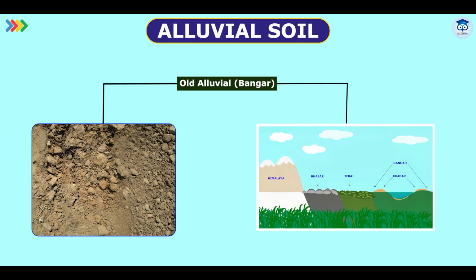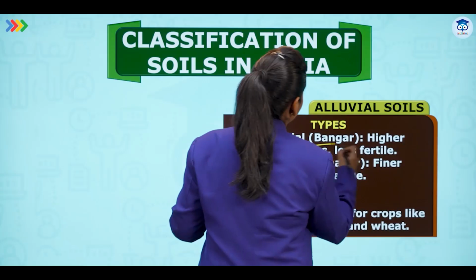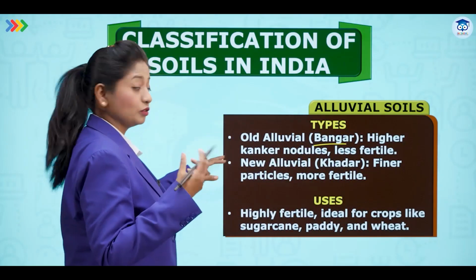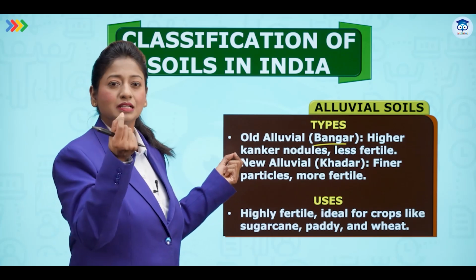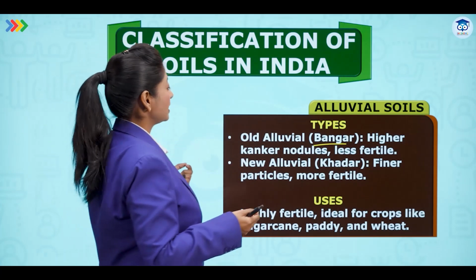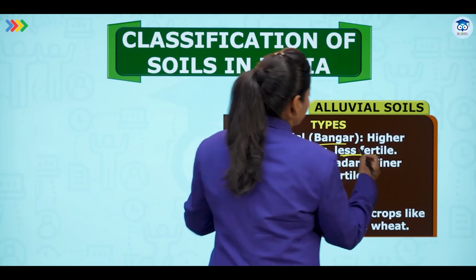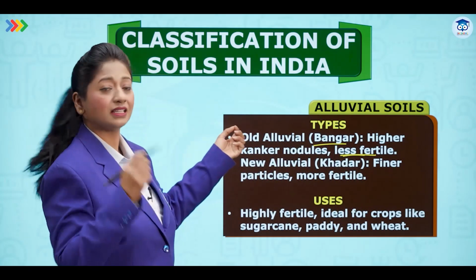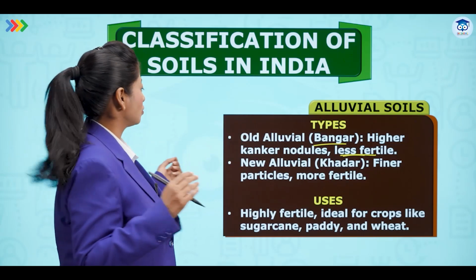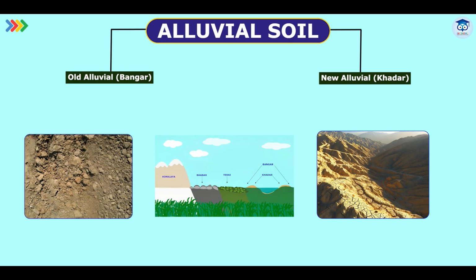Okay, types: old alluvial soil, which is termed as Bangar. Higher kankar nodules, basically kankar means small little pebbles in Hindi, right? It is less fertile because it has this raw kankar and all that. New alluvial soil, which is Khadar, is finer as compared to Bangar. So finer particles, and it is more fertile as well.